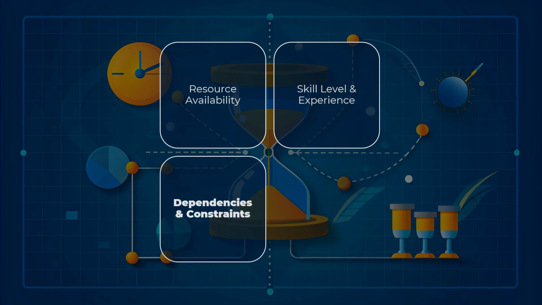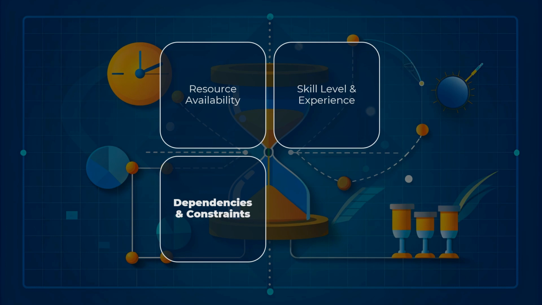The third factor involves dependencies and constraints. Dependencies: the relationships between project activities where one task relies on the completion of another. Impact: dependencies can cause delays if predecessor tasks are not completed on time. Constraints: limitations or restrictions that affect how and when project activities can be performed. Impact: constraints such as fixed deadlines, budget limits, or regulatory requirements can affect activity durations.